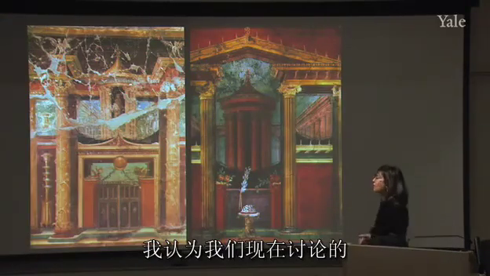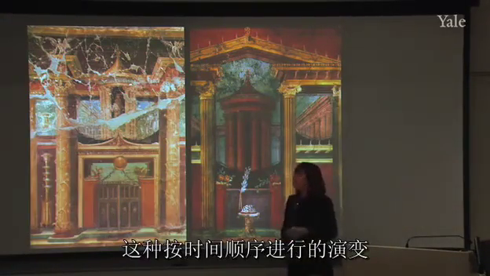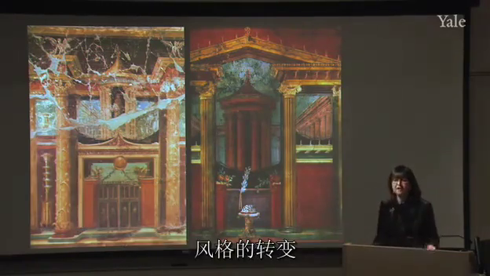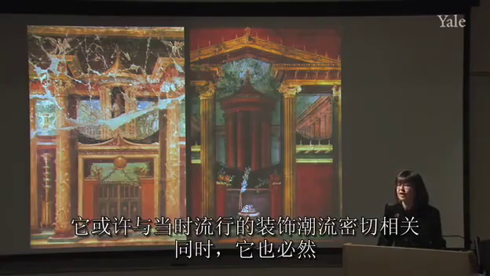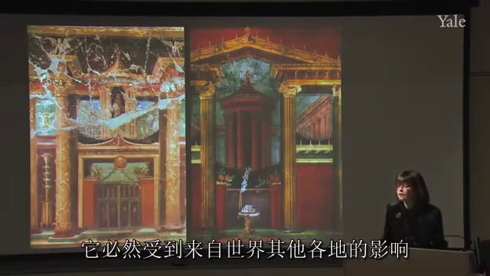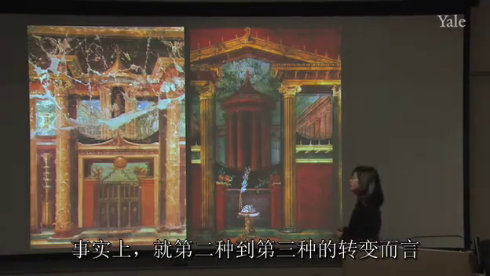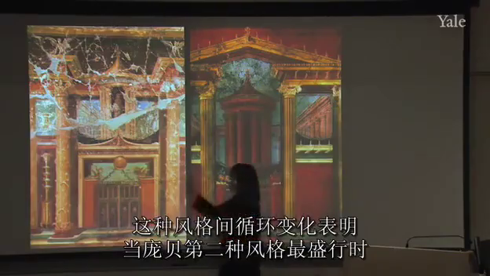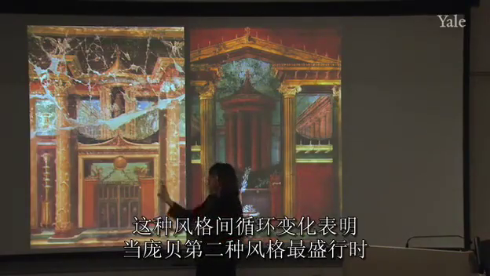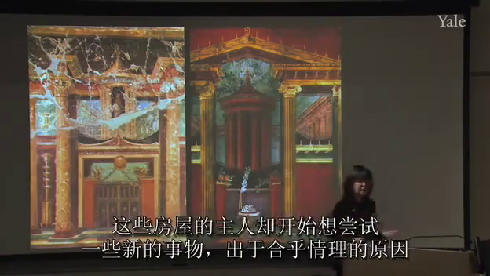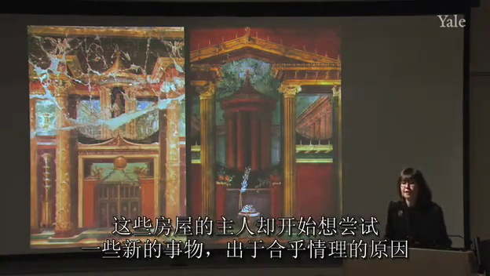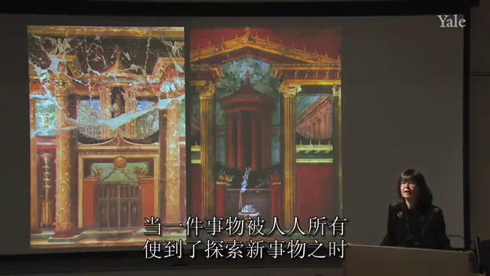I think that what we're dealing with here as we talk about this chronological evolution is a transition of styles that had something to do in part probably with fashion for a particular way of decorating things, and of course with influences that were coming in from other parts of the world. And in fact, as far as the transition from the second to the third style, this cycle of styles seems to suggest that at the time that the second style was at its most popular, was just when those who owned these houses wanted to move on to something new, understandably. Once everybody had it, it was time to think about something else.